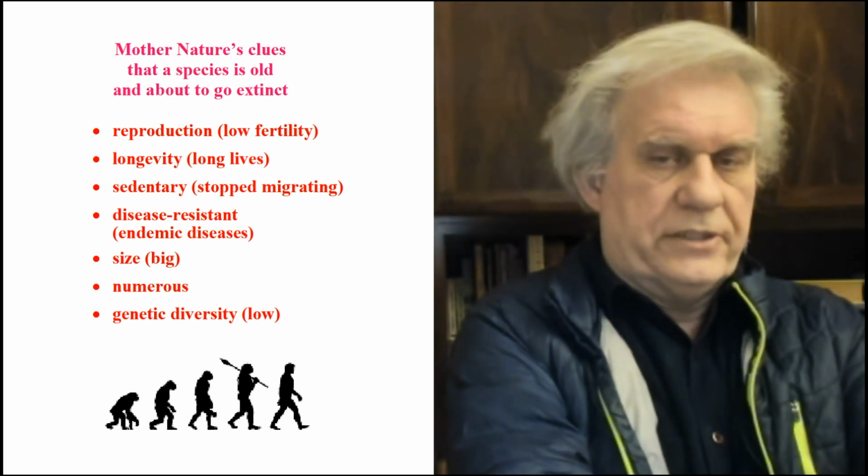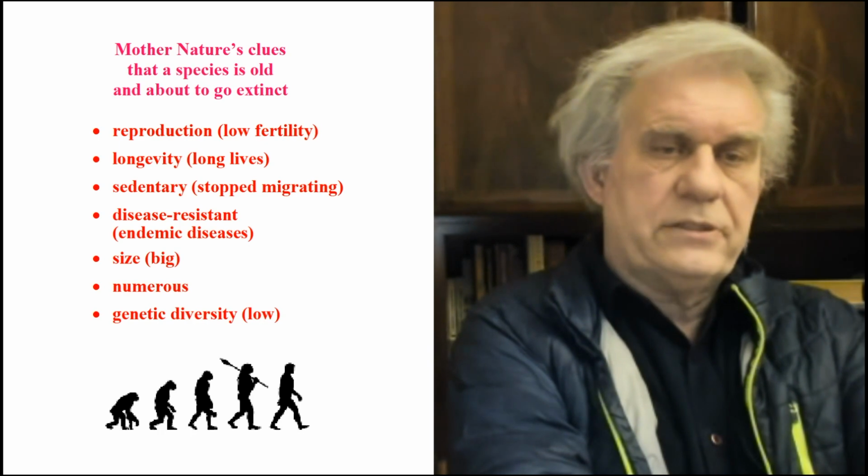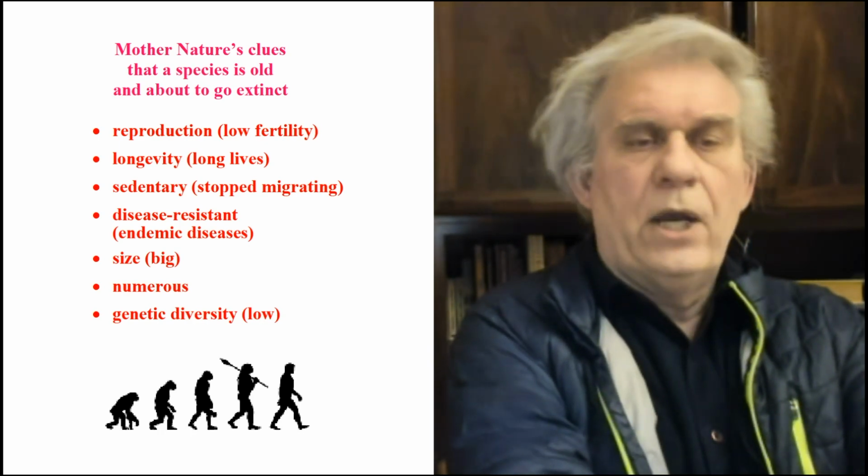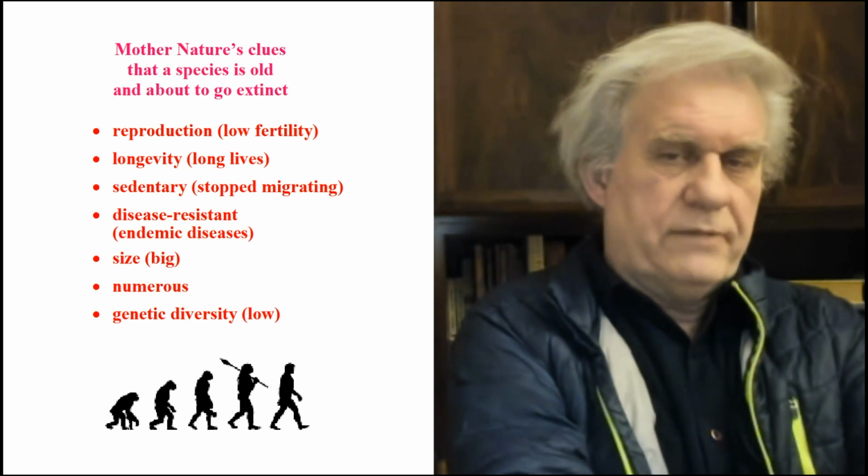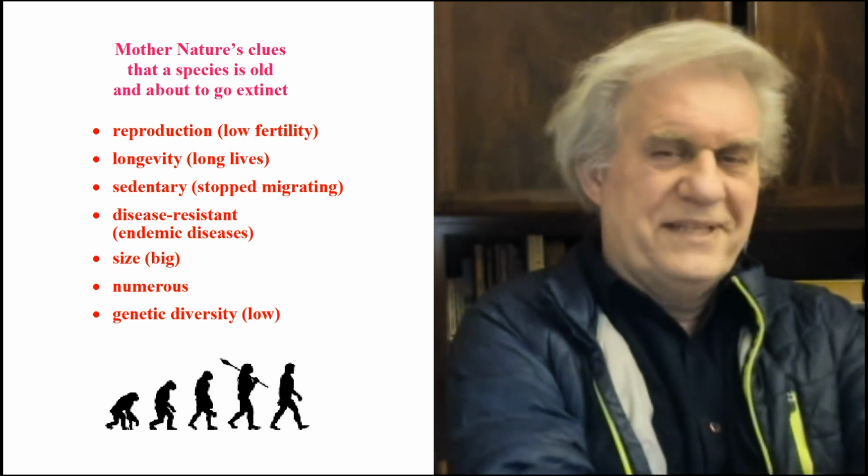Reproduction, low fertility, which is what we have today. We have very few kids. We're having fewer kids as time goes by. We live long lives. When you live long, that means you've been around for too long.